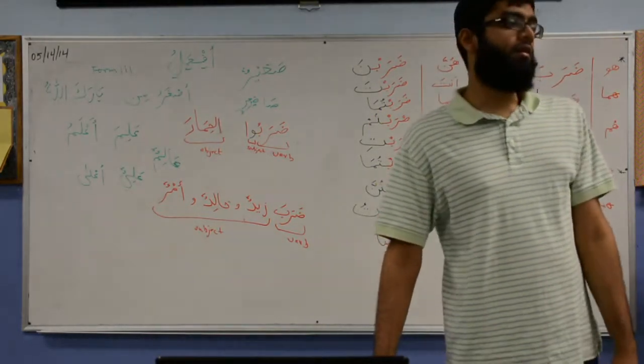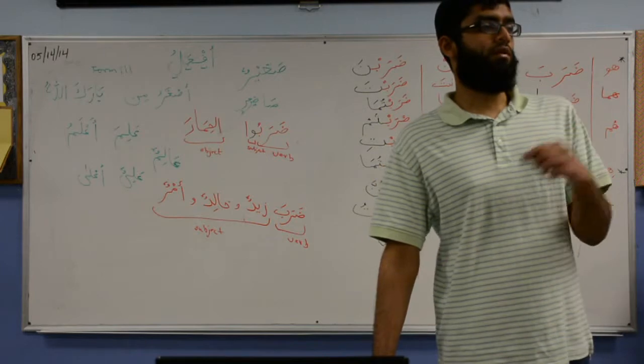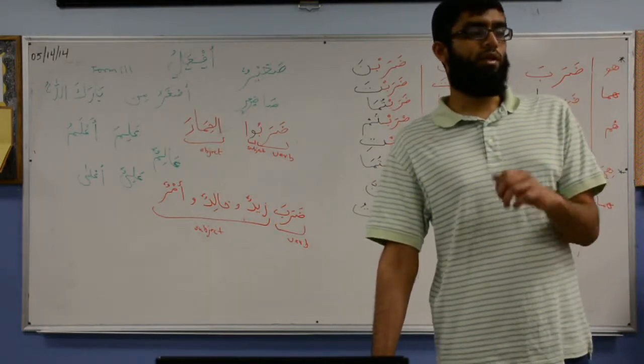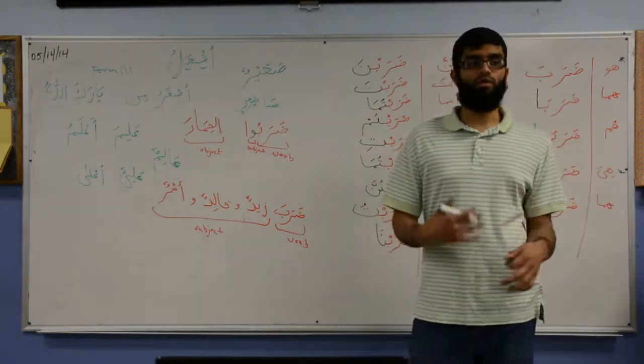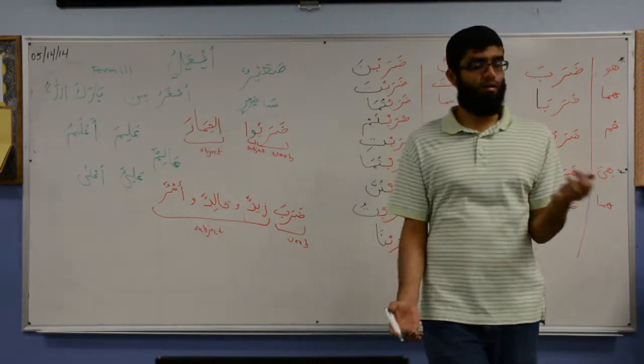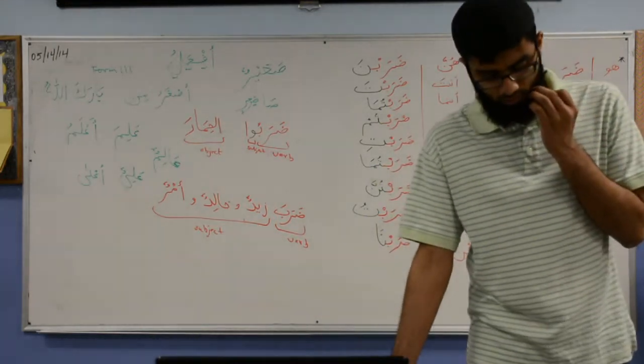And then amila, the person who works, how do you say it? How do you make it ism fa'il for amila? He worked. Amil. Amil is someone who worked. Okay.